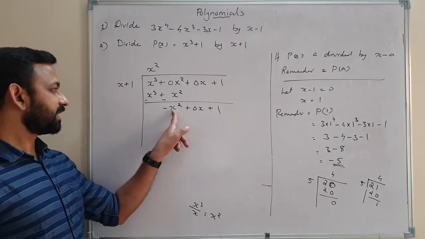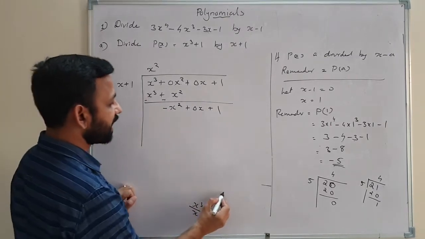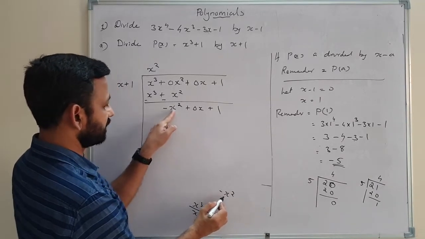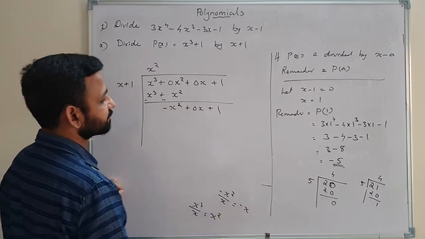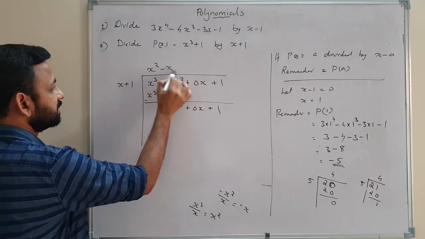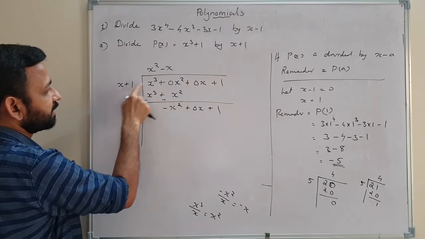Again, first term divided by first term. Now we have minus x square divided by x. So when we cancel, we will get a minus x. We will write minus x here. Then we need to multiply both the terms by minus x.